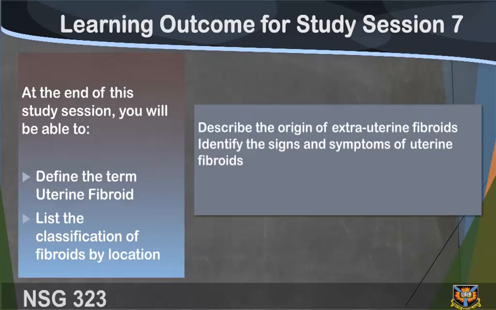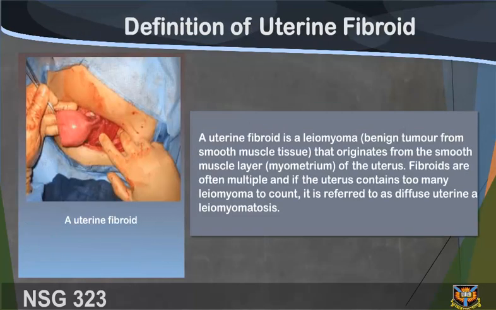Learning outcome. At the end of the study session, you will be able to define the term uterine fibroid, list the classification of fibroids by location, describe the origin of extrauterine fibroids, and identify the signs and symptoms of uterine fibroid.